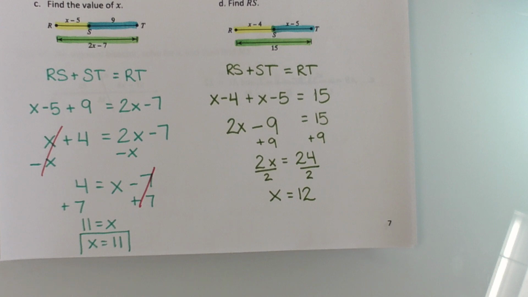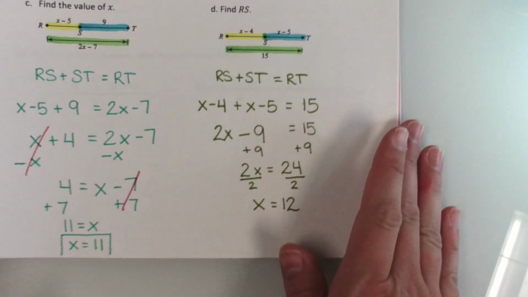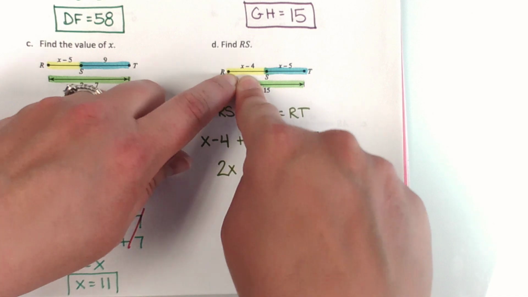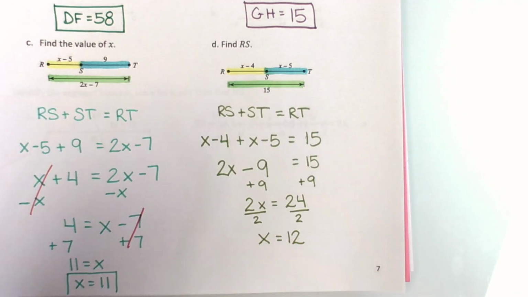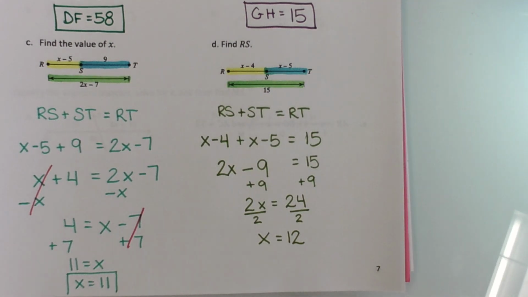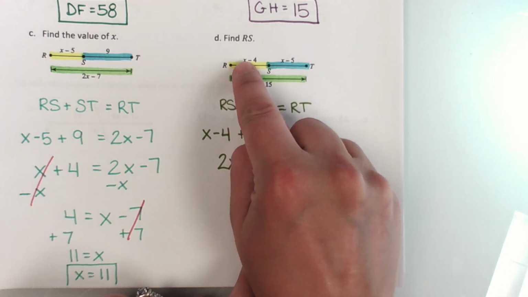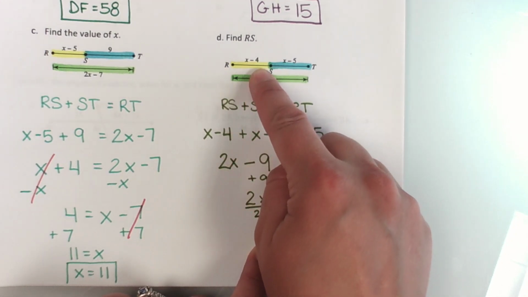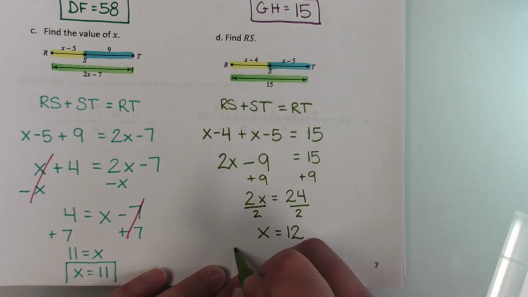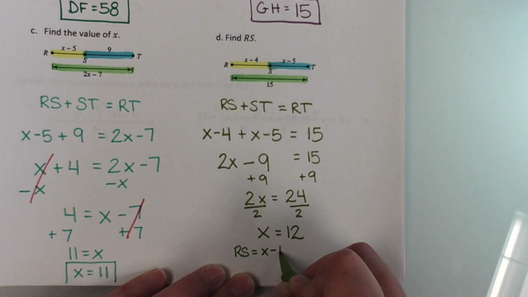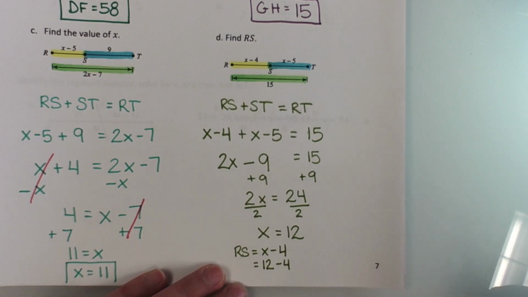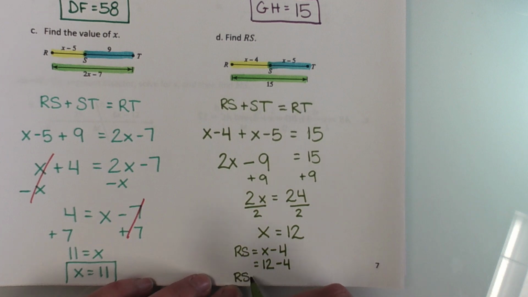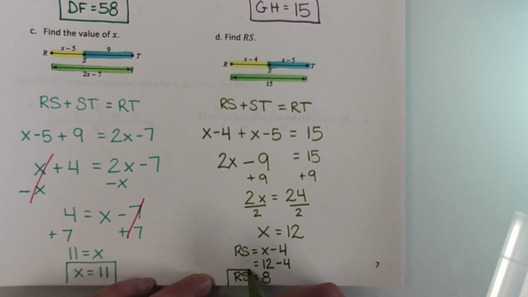Double check, is that what it asked you to solve for? No, it said find RS. Now when it says find RS, that doesn't mean, okay, it's right there. No, it means tell me what RS is as a single number. RS is equal to what number? RS was equal to x minus 4. We can't leave it like that, but we know what x is now, right? RS, which was equal to x minus 4, is now equal to 12 minus 4. What's 12 minus 4? 8. RS is equal to 8.